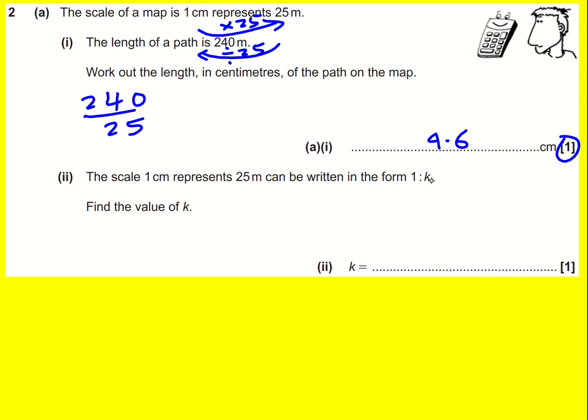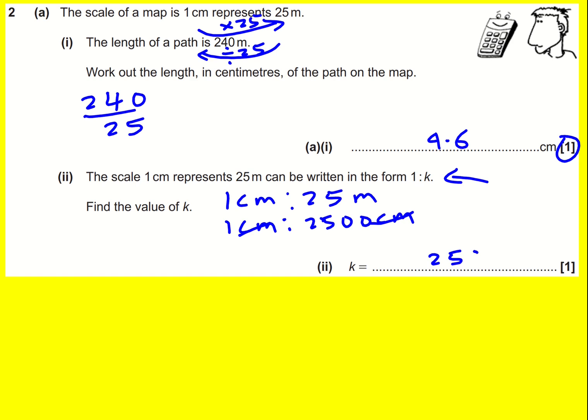Then we can write it as a ratio, 1 centimeter to 25 meters. But this is okay, but they've got different units at the moment, and for this ratio, it's implied that they'll have the same unit. So we need to change meters into centimeters. That makes the most sense. So we'll times through by 100, and then we'll get 1 centimeter to 2,500 centimeters. Now it's the same unit, and we don't need to actually write the unit in there. That's implied. So K is going to be 2,500.